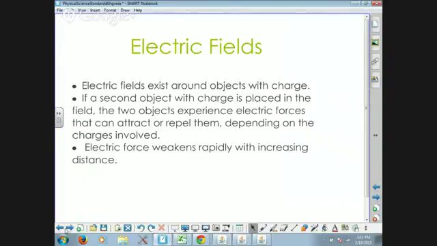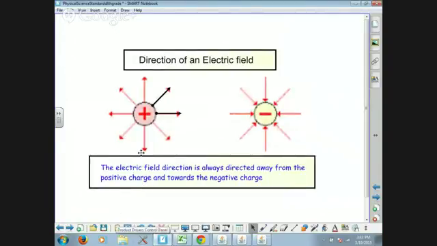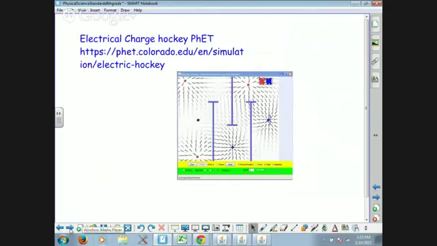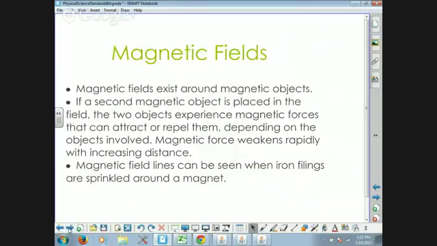All right, here we go. Moving on. So this is a nice way to sum it up. It says that the electric field direction is always directed away from the positive charge and towards the negative. And we played electric field hockey. Now, notice we didn't play that one. Yeah, that one would take me probably all day. I can go straight towards the goal.